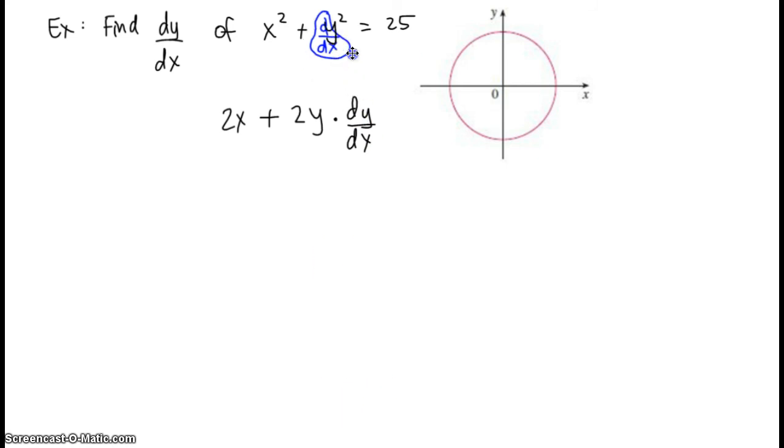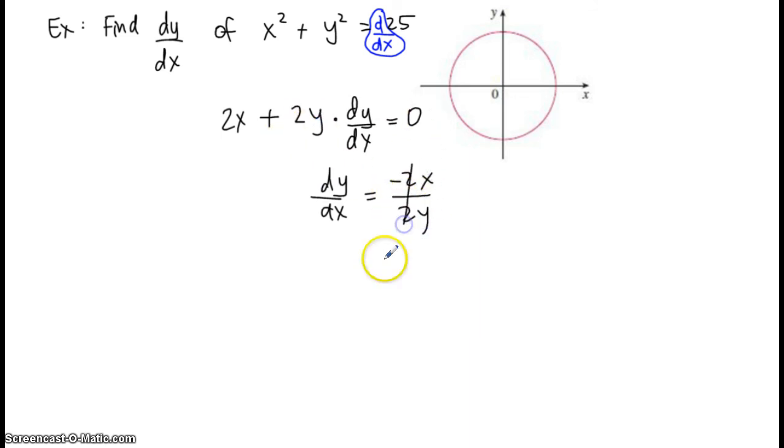Is equal to, and then I'm going to take the derivative of a constant with respect to x. For a constant, it will always be 0. And now what I can do is solve for dy/dx. I'm going to subtract 2x from both sides, and then divide both sides by the 2y. And I'm going to get it equal to negative x over y.